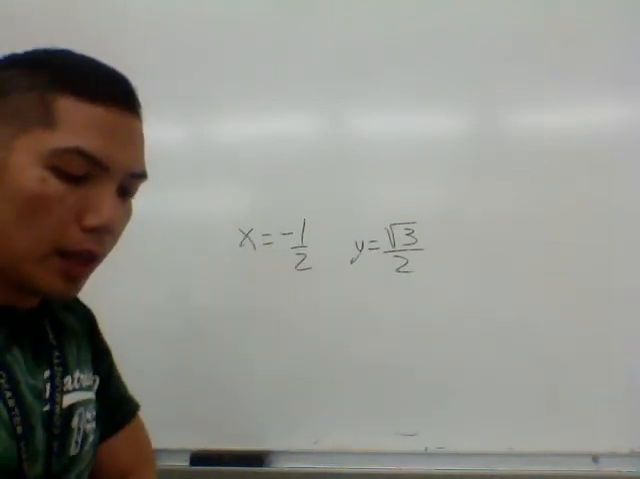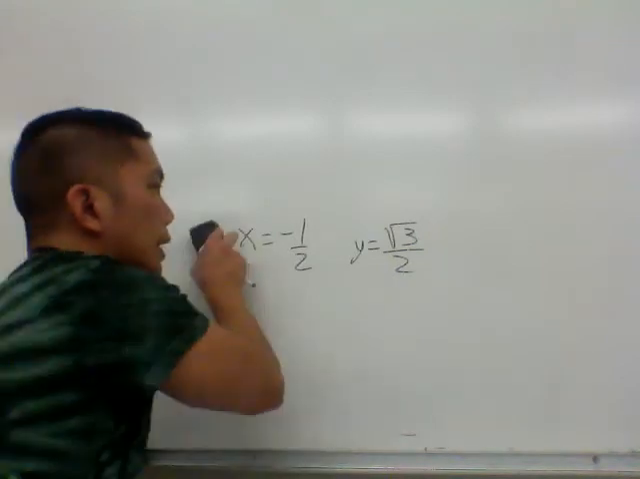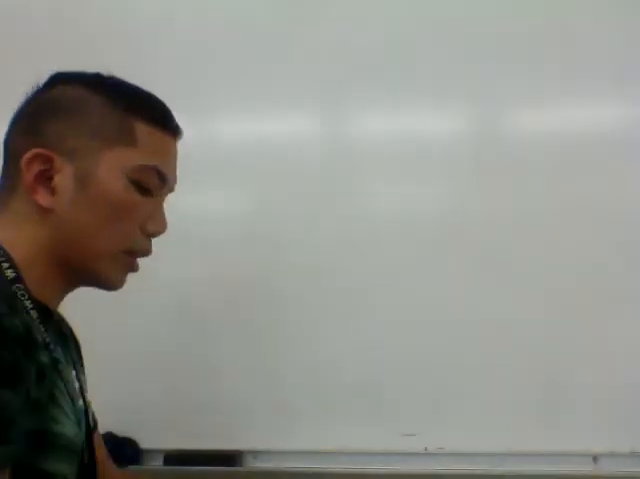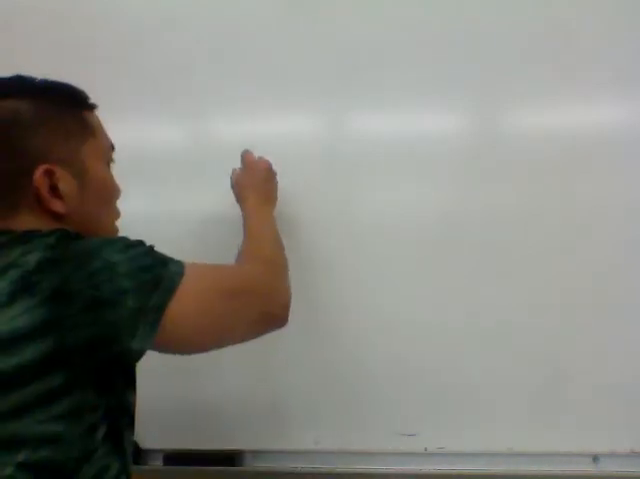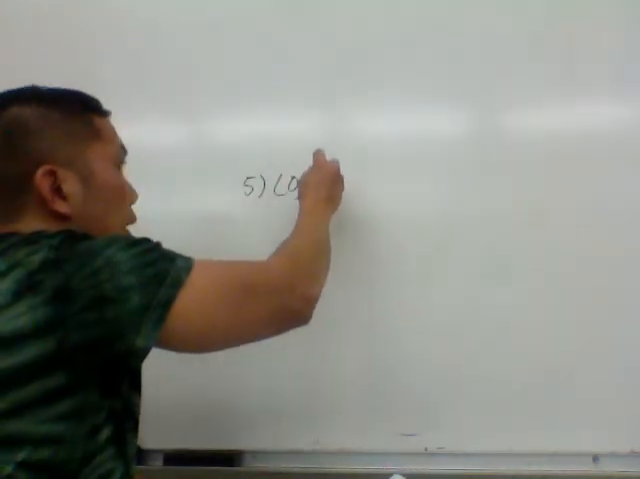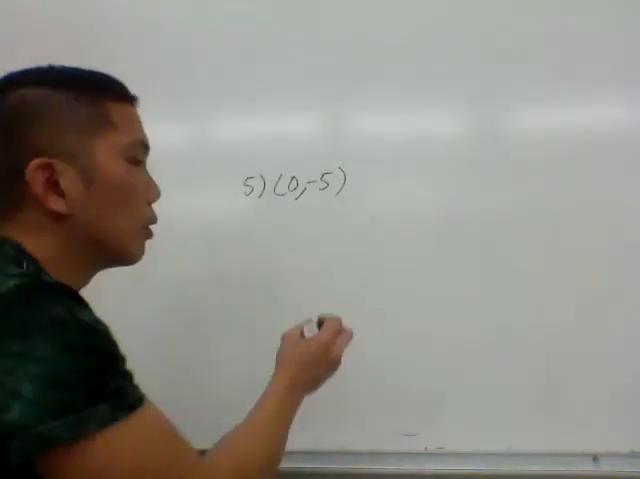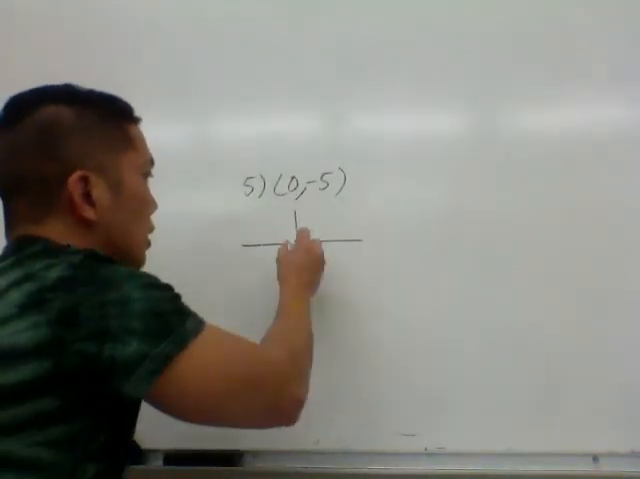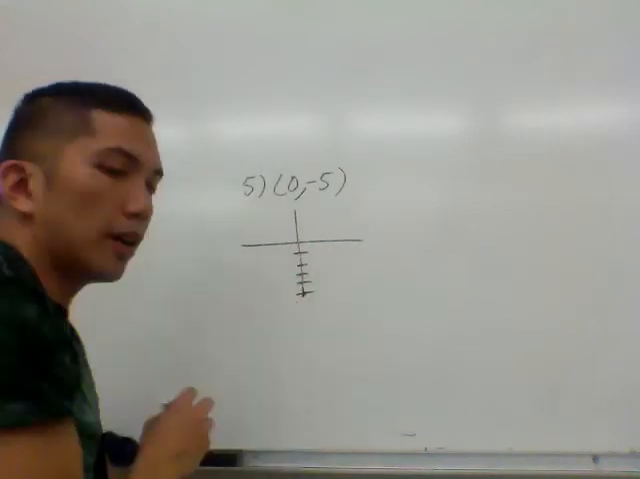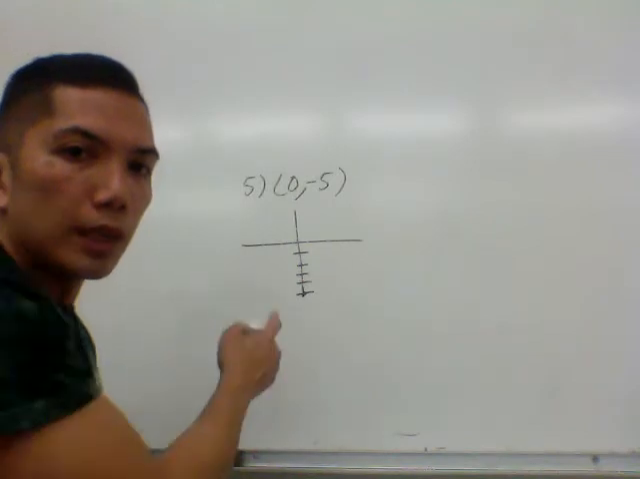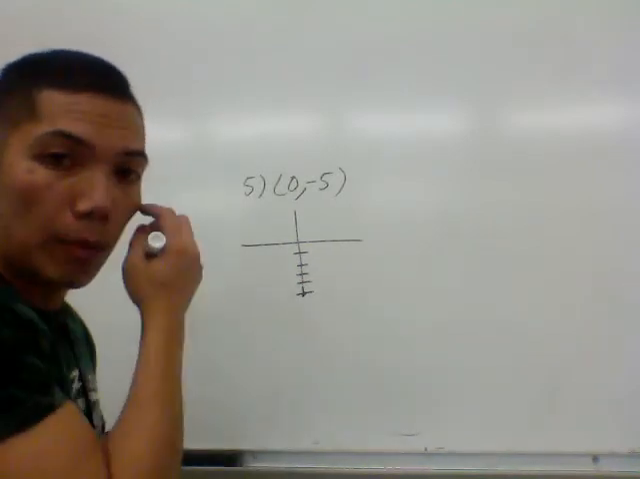Okay. Now, let's go to number 5. Number 5, I'm changing rectangular coordinates into polar coordinates. So for number 5, I have the point 0, negative 5. I'm on an axis, so all I really need to do is just draw it. 1, 2, 3, 4, 5. And in the drawing, I know what the point in polar coordinates is that represents that.